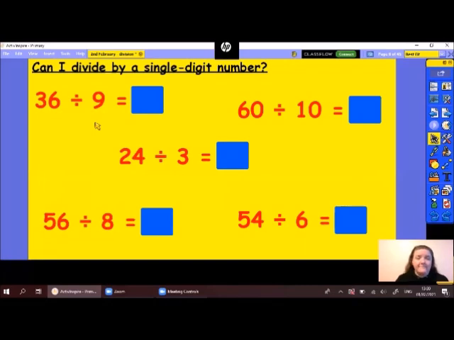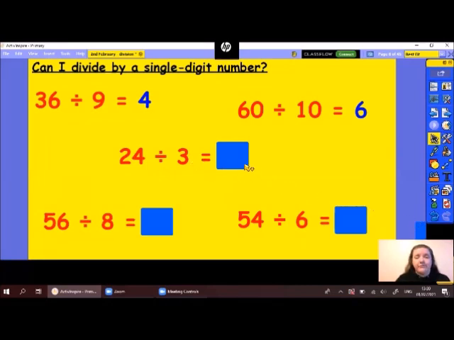Ready? Okay, so 36 divided by 9. Well, if I count up in 9s, 9, 18, 27, 36. That's 4 lots of 9. There we go. 60 divided by 10. So how many 10s are there in 60? Well, that's an easy one. 6.